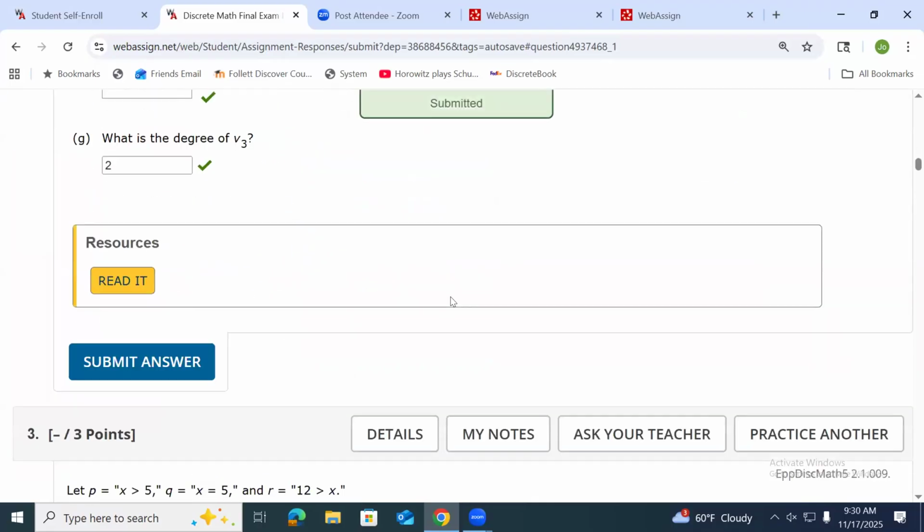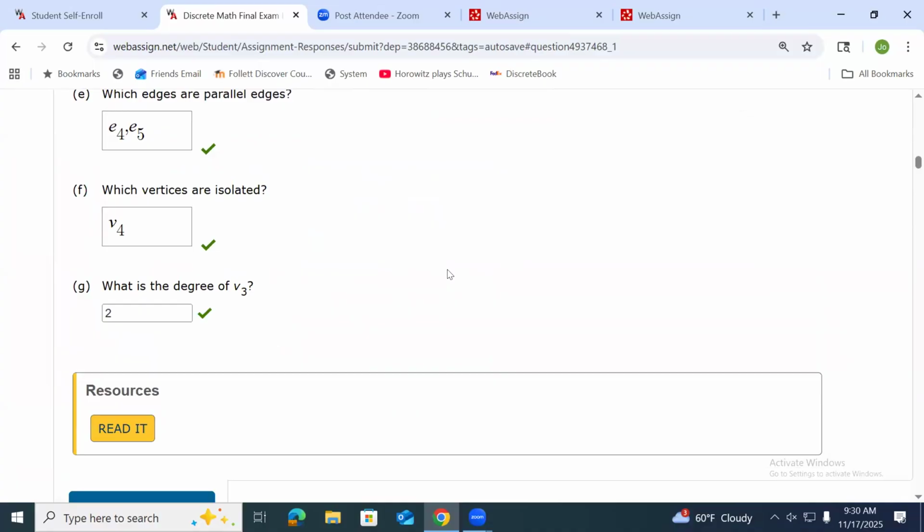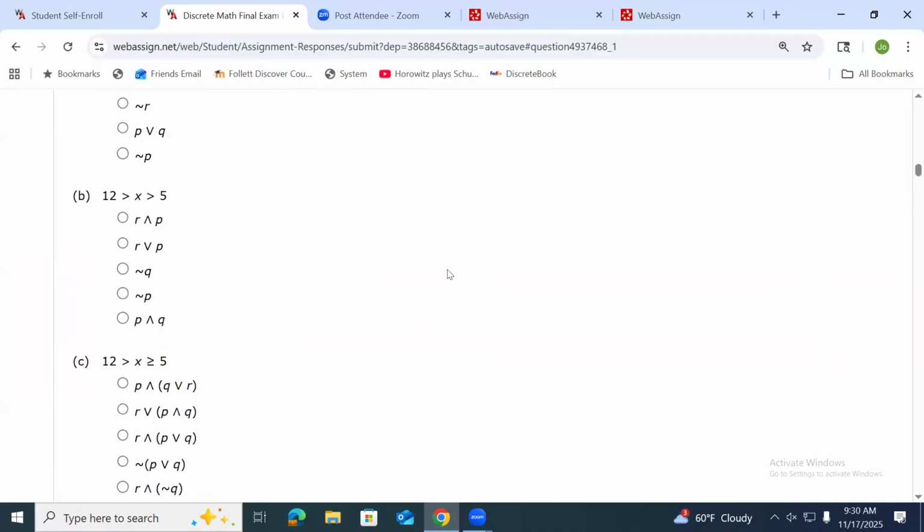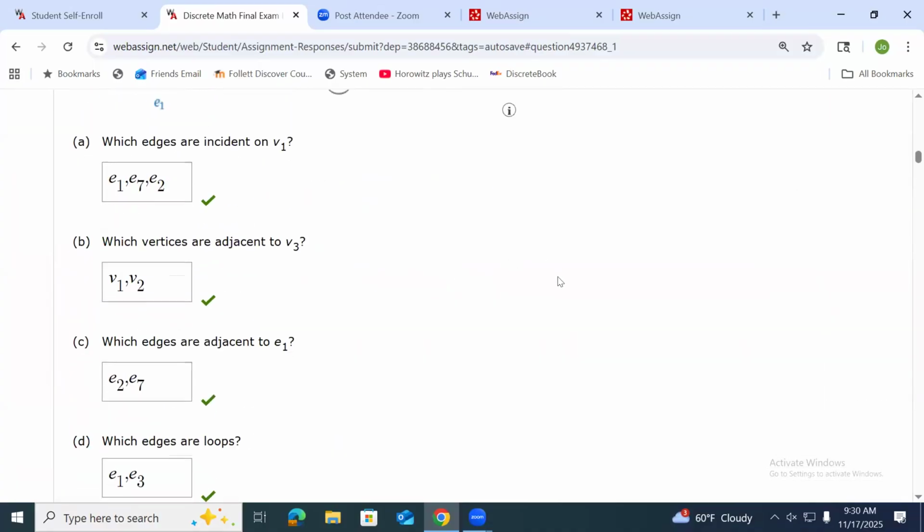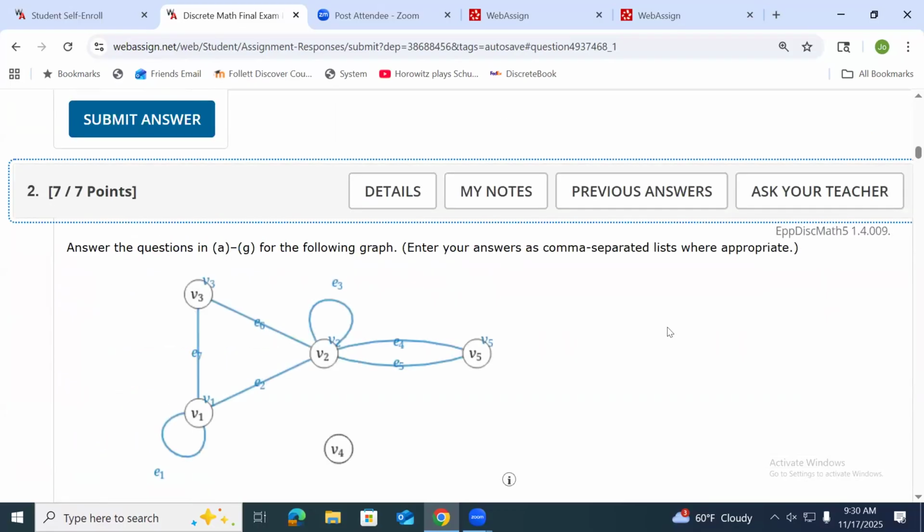I wish we could have had a little more time to talk about some cool theorems about these graphs. But that's good. At least you understand what edges and vertices are in graphs.